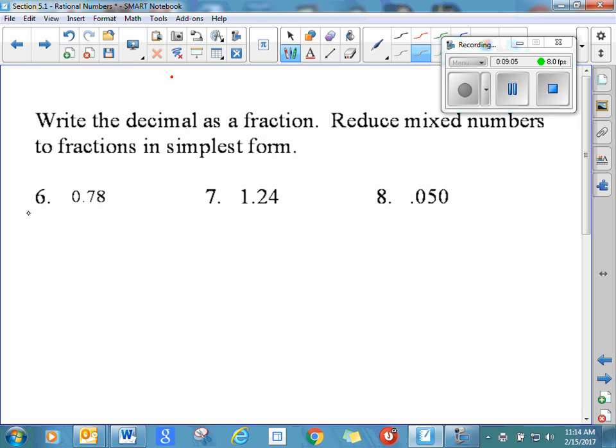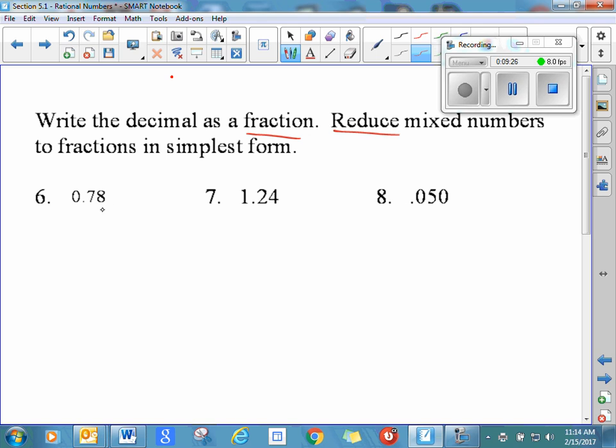So now we're going the other way. I'm giving you a decimal, and I'm asking you to write it as a fraction and reduce it. So we're going to reduce all of our fractions or our mixed numbers, and we're going to put them in simplest form. And that's what we did in chapter 4, was reduce fractions to simplest form. So how do you turn a decimal into a fraction?